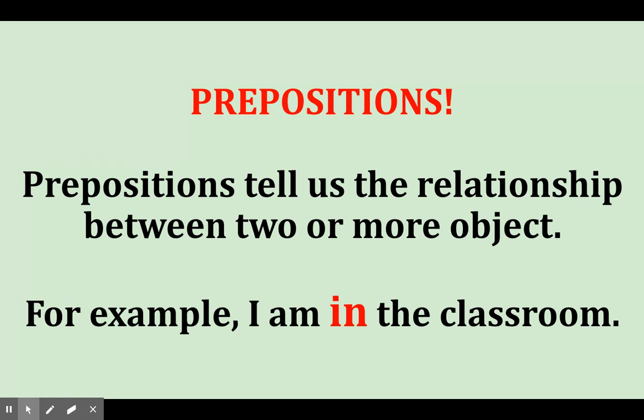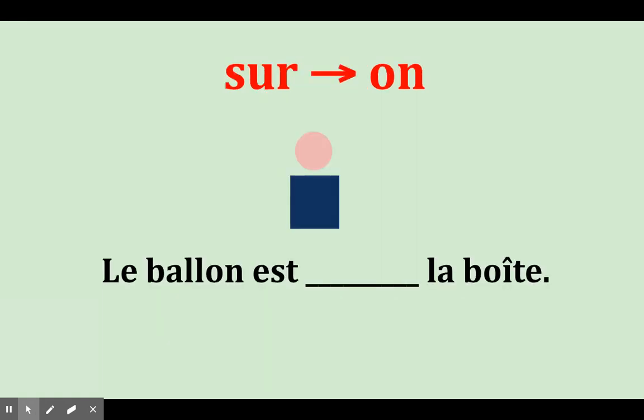We're going to learn 6 or 7 of these. Let's start with the first one. The first one means on. Say it after me. It's sur. Sur. Remember to pause if you need to. Le ballon est sur la boîte. Le ballon est sur la boîte.